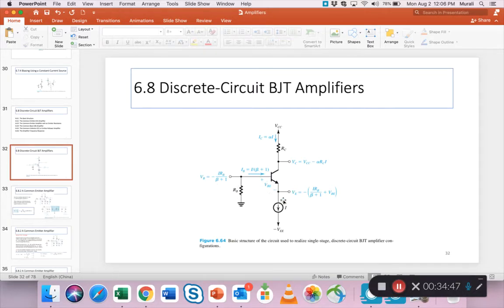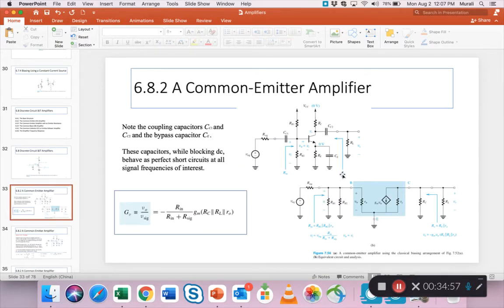This drop is generally fixed. It's a diode drop, about 0.7 volts. How to find IB, right? So all these are techniques that we'll use later on.